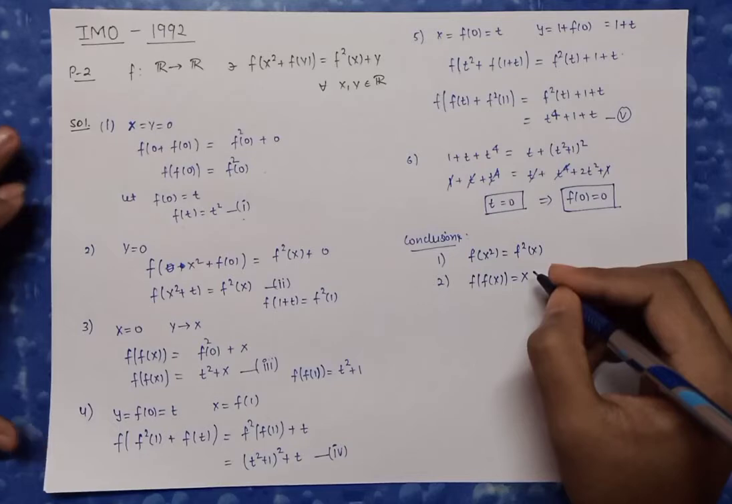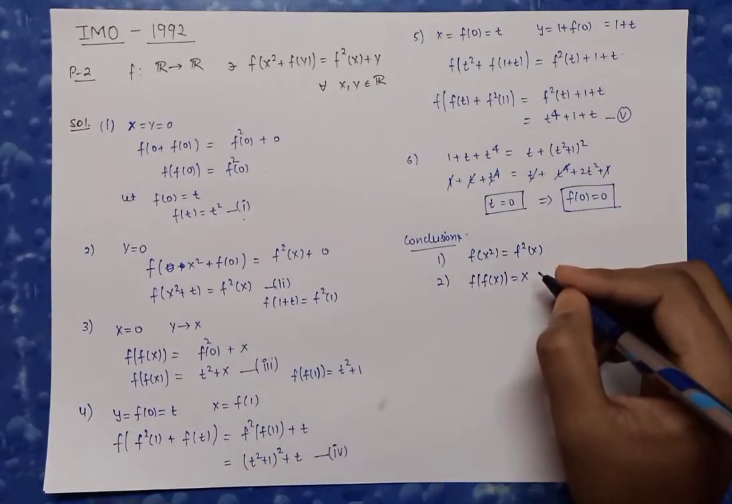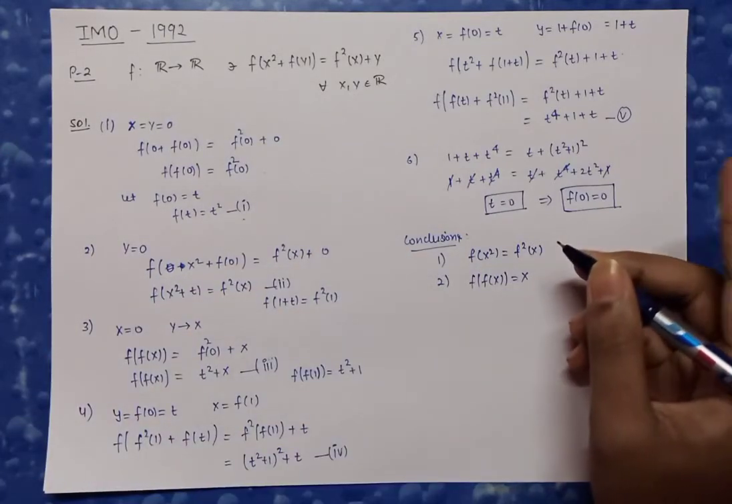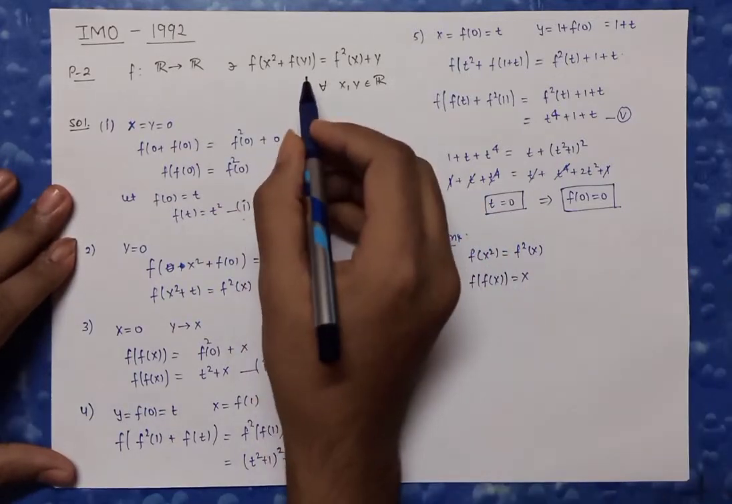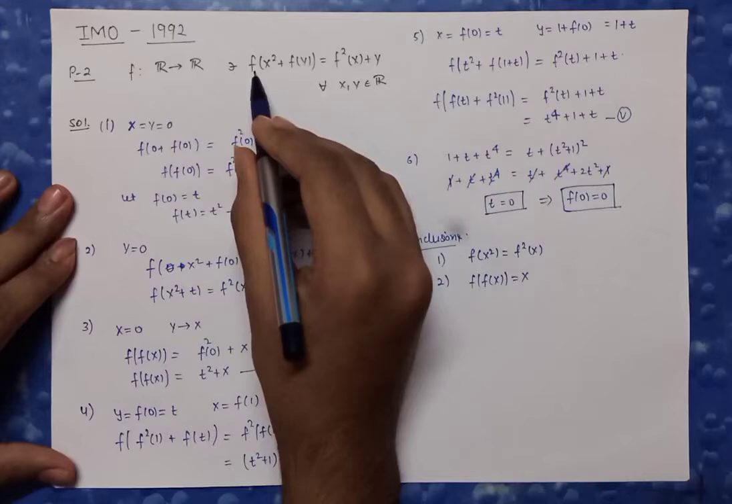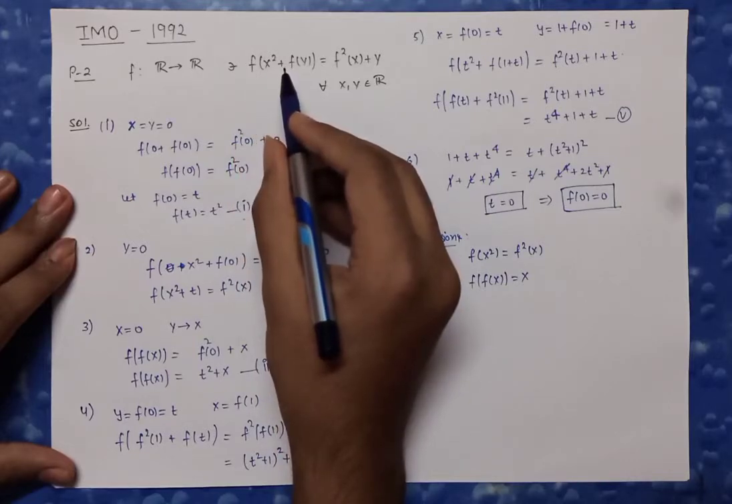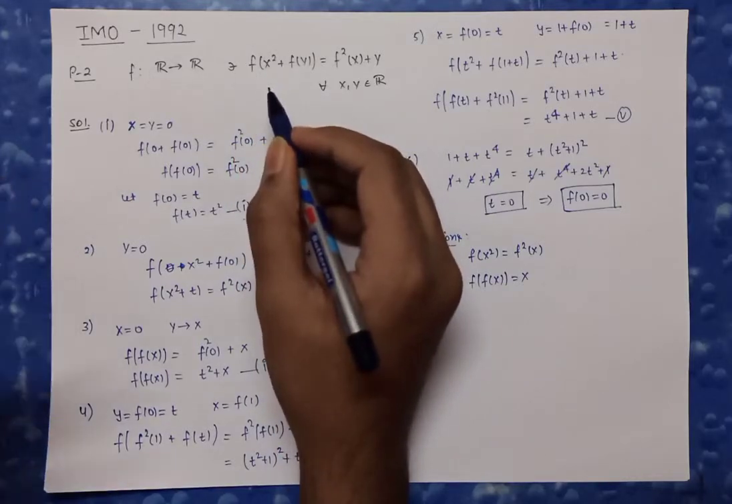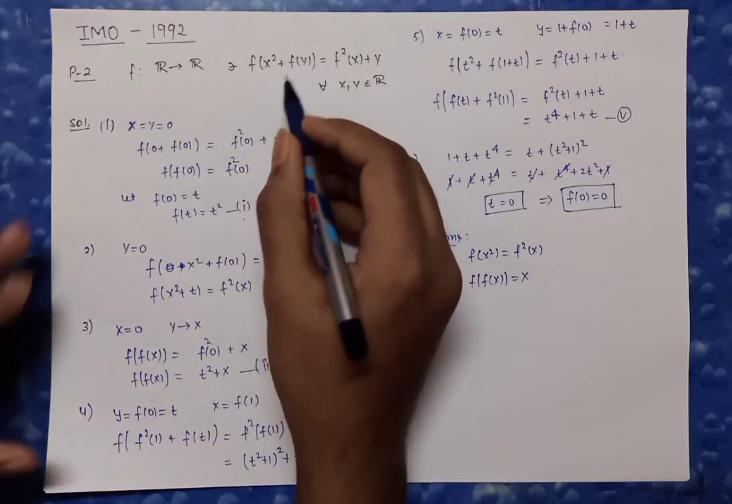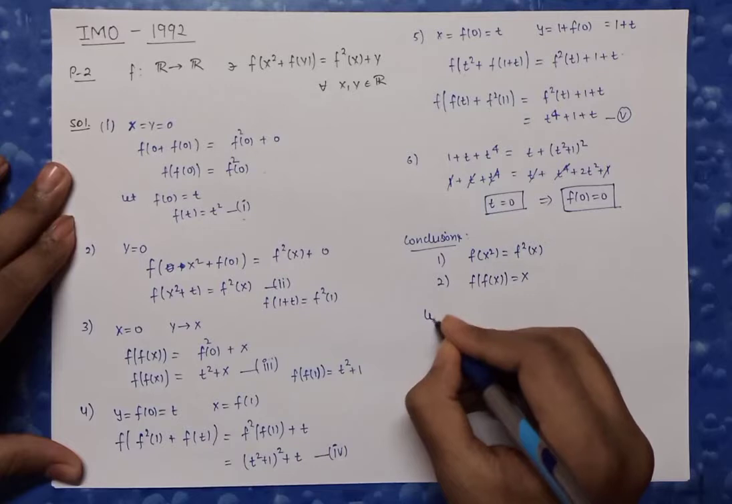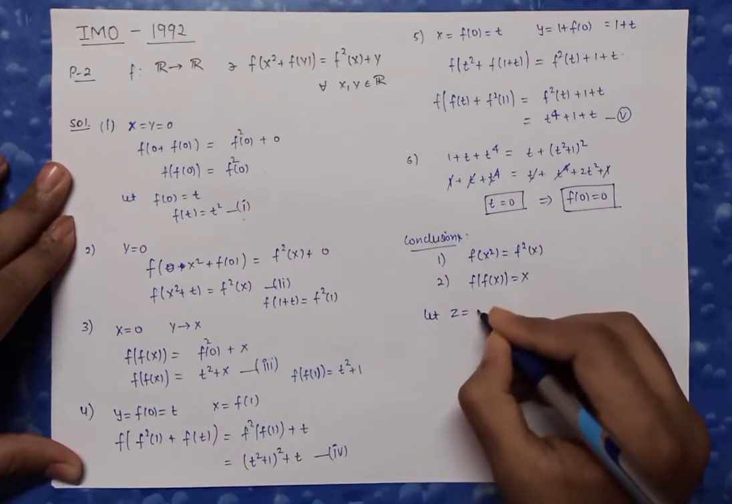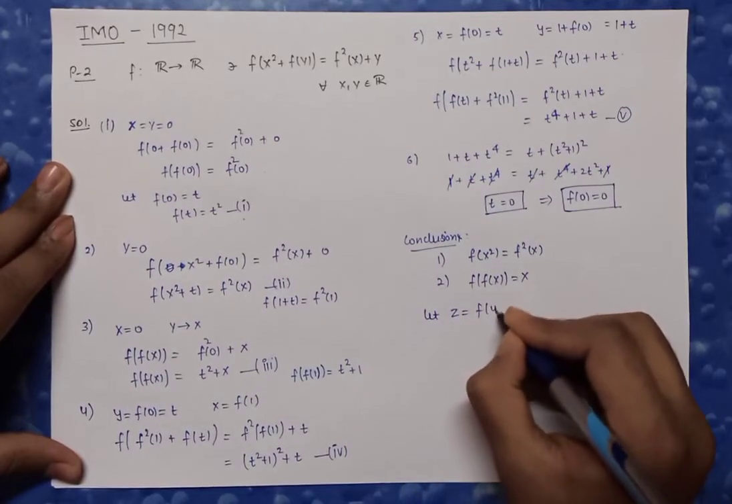So these are our conclusions. Now what our next step will be, somehow I want to manage that the function that is there inside the function, I have to remove that somehow. So how can I remove it? Let's substitute z equals to, z is some variable which is equal to f of y.